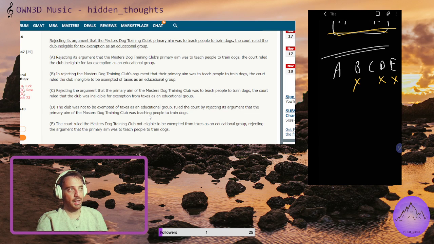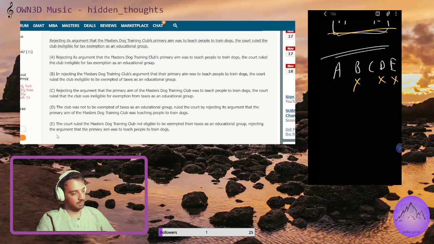Now, I then scanned through all the answer responses to see what was different between them, and the first thing I noticed was they all started differently. There's rejecting its argument, rejecting the argument, in rejecting, the club was not to be, the court ruled.